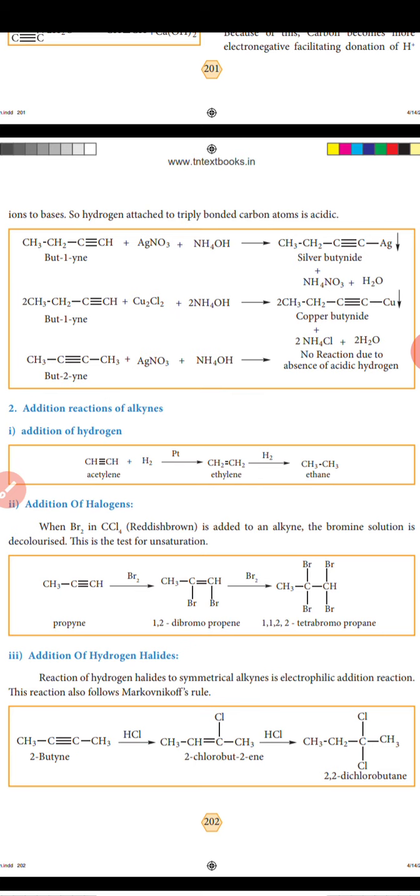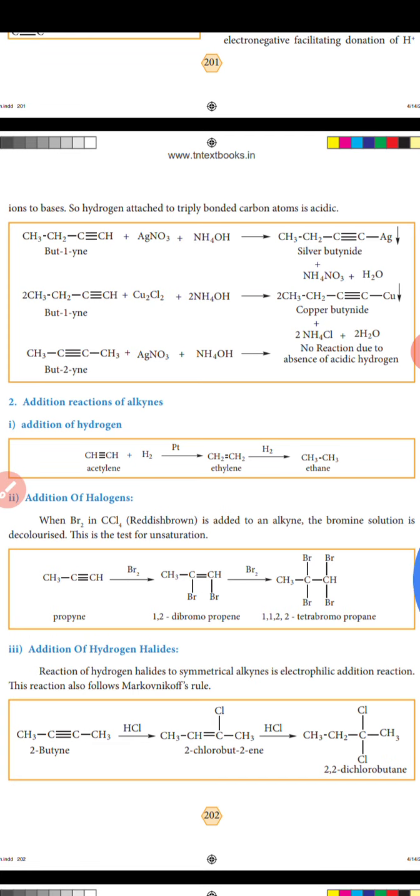The first one, addition of hydrogen. Acetylene added to hydrogen gives ethylene. Then ethylene, with two molecules of hydrogen added, gives ethane. The first process is triple bond formation, acetylene; the second process is ethylene, double bond formation; the third process, the product, ethane, single bond formation.